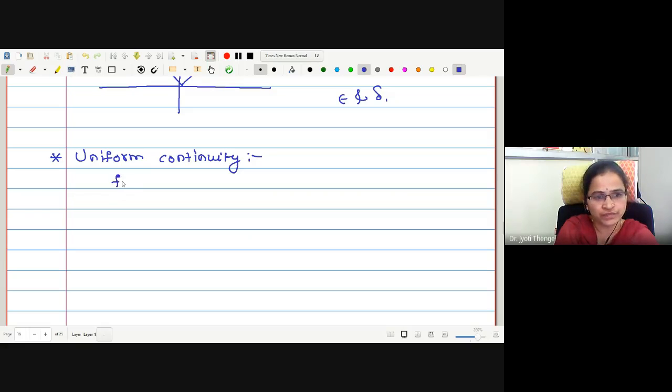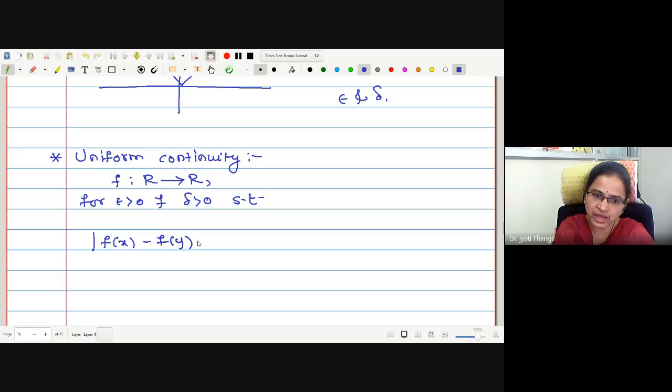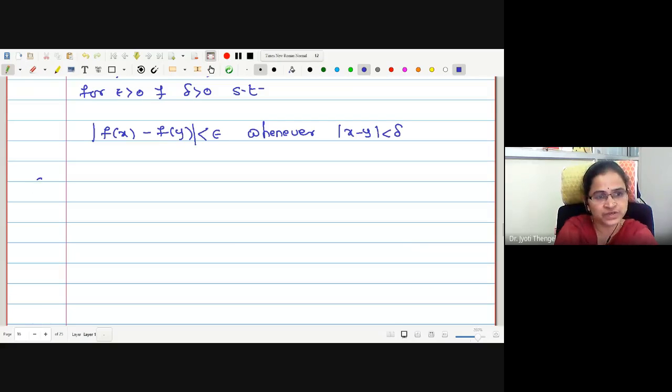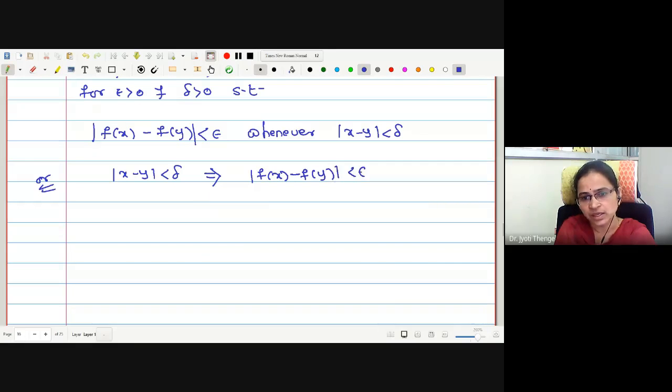A function f defined from R to R is said to be uniformly continuous if for every epsilon greater than 0 there exists delta greater than 0 such that, what such that? Mod of f x minus f y less than epsilon whenever mod of x minus y less than delta. In other words, whenever mod of x minus y less than delta, it will imply mod of f of x minus f of y less than epsilon.